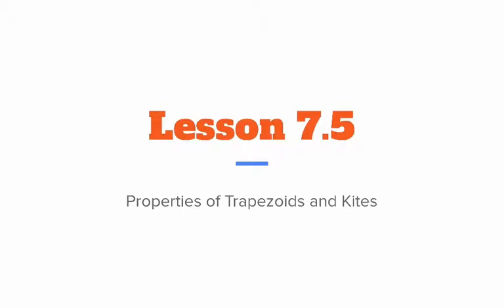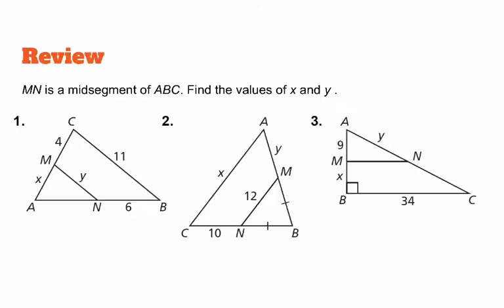All right, we got lesson 7.5. It is the last lesson in chapter 7. We're going to shift gears a little bit here. We're going to talk about trapezoids and kites. We've been talking a lot about parallelograms, but hey, not everything's parallel. So we got some trapezoids and kites.